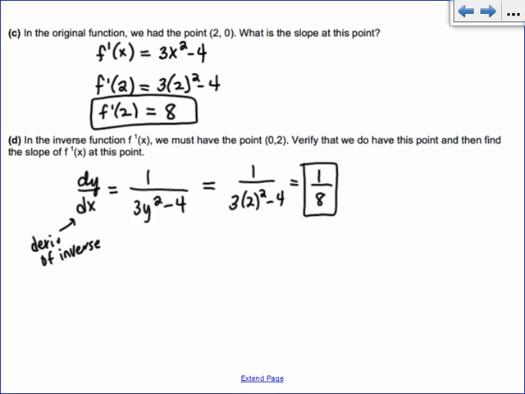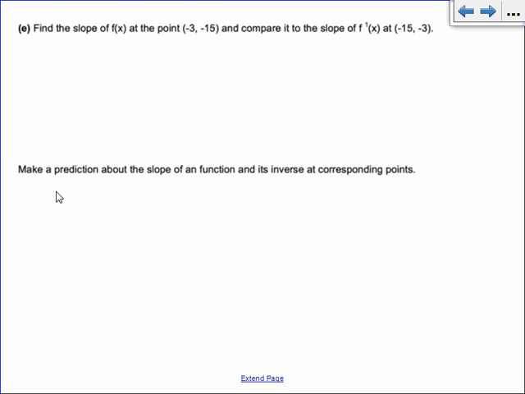Reciprocals, right? Not quite opposite reciprocals. They're not perpendicular to each other, but they are reciprocals. Let's see if that always happens. Part E says find the slope of f of x at the point -3 comma -15 and compare it to the slope of f inverse of x at -15 comma -3. I don't know why my little inverses didn't print.